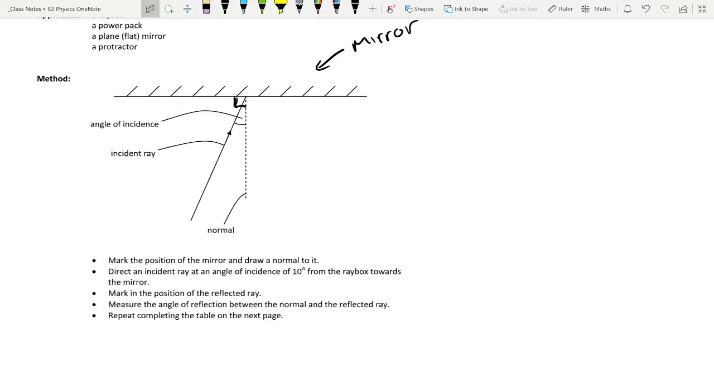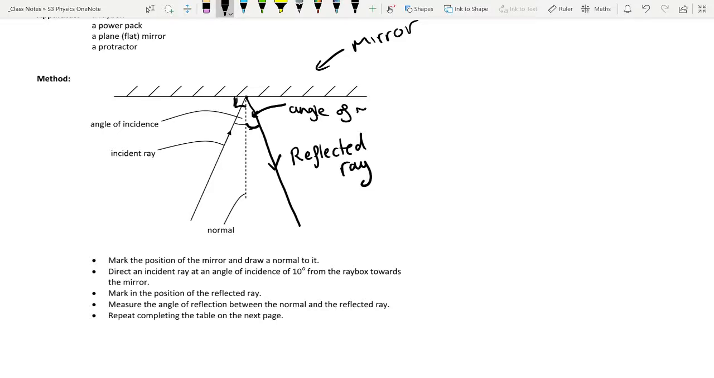What I need you to draw in now is a ray being reflected. And that is, funnily enough, called the reflected ray. And we've got an angle here between the normal and the reflected ray called the angle of, can anyone guess? Yep, reflection.